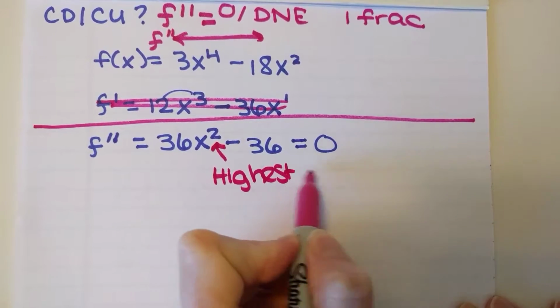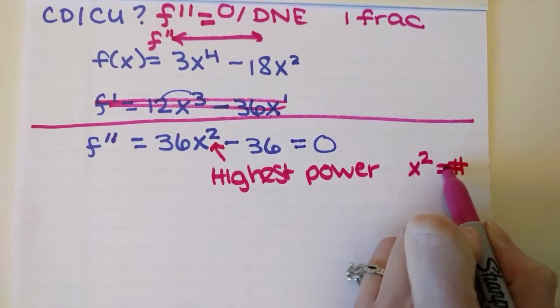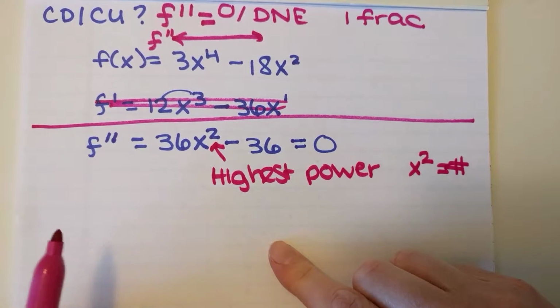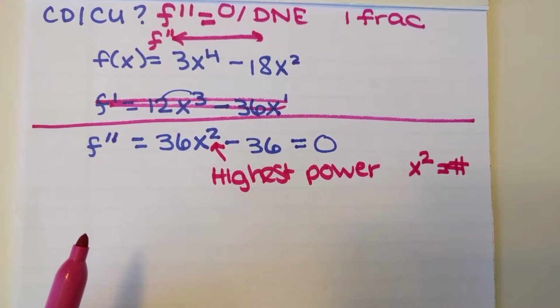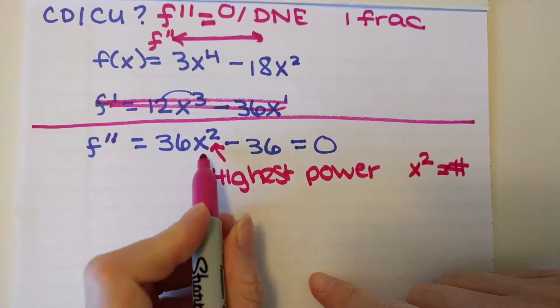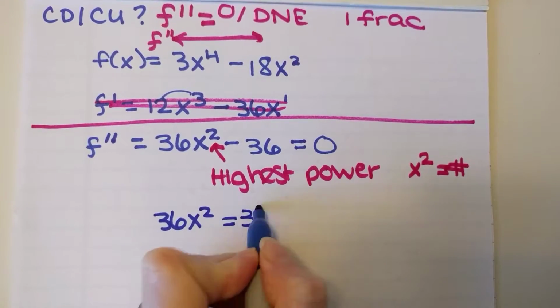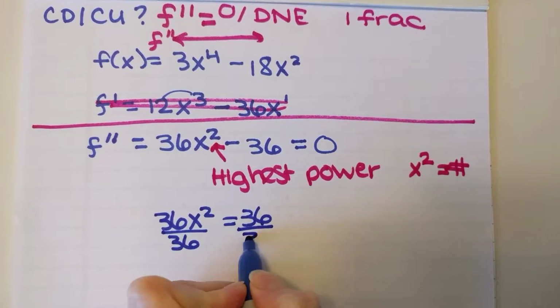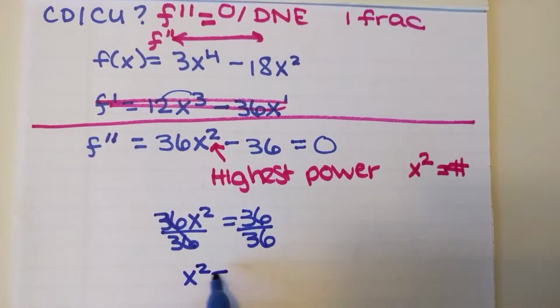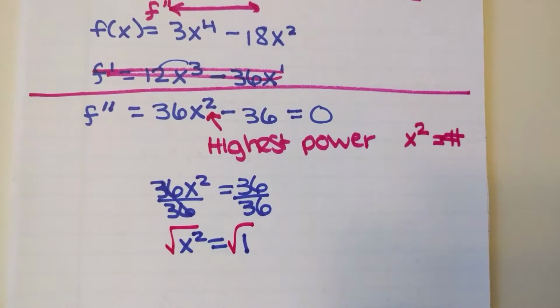And because that is your highest power, there's different ways of going about it, but you could isolate it to get x squared is equal to a number. So I could use the square root method, or I could use factoring on a GCF and then factoring it further. So if I isolate my x squared, I will have 36x squared is equal to 36, divide by 36, divide by 36, and I get x squared is equal to 1. I then take the square root of both sides, and I will get x is equal to plus or minus 1.